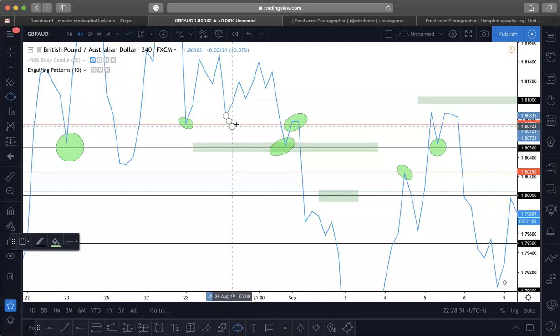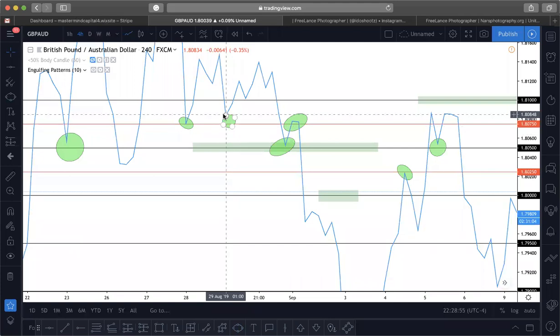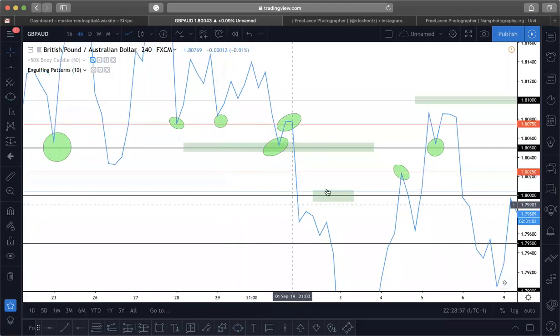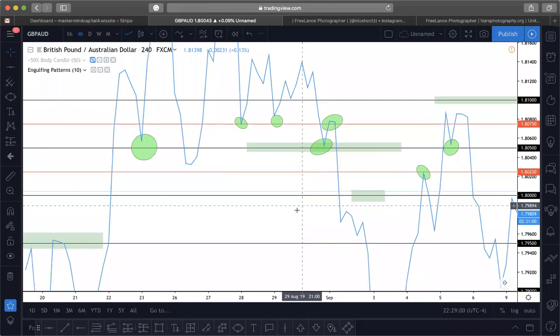So that's what we mean by support and resistance. We have orders at those levels that would cause a reaction, you know? It's a level of interest, a point of interest.